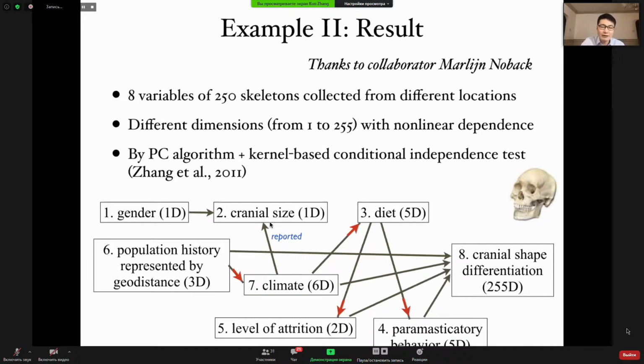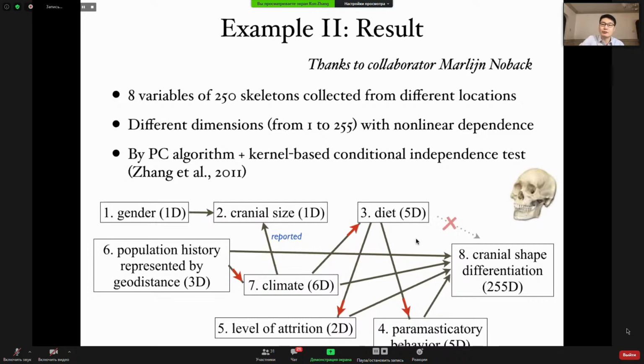A lot of information right here has been discussed in the literature. For instance, here, climate and cranial size. So basically, if it's very cold, like in Russia, right? People tend to have a larger cranial size because it's better to warm the air before you really inhale the air, right? So the cranial size would be larger. From the selection perspective, you can explain why we have this causal influence.